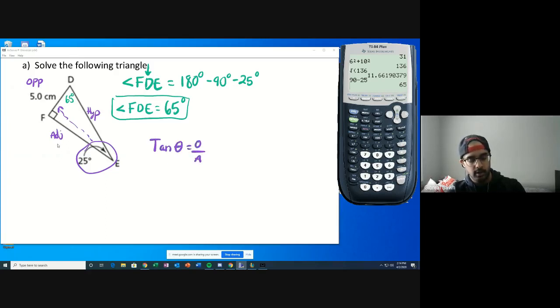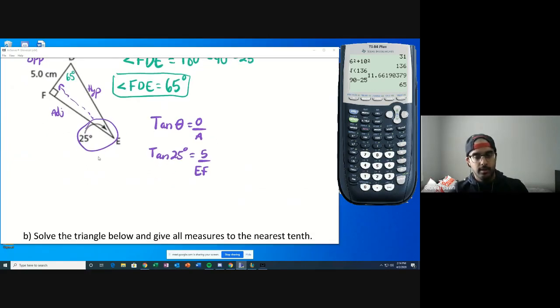That's opposite over adjacent. So the tangent of 25 degrees is going to be equal to the opposite side of 25. So that's going to be 5 centimeters, divided by the adjacent side, which we don't know. Let's call it side length EF. Okay, so start at E, travel to F, that side length at the bottom.